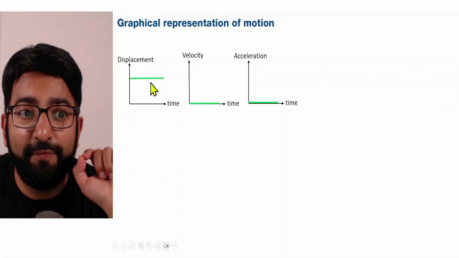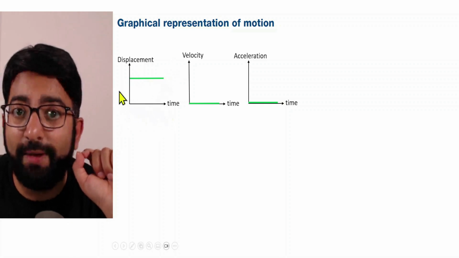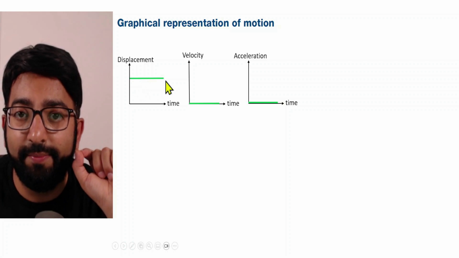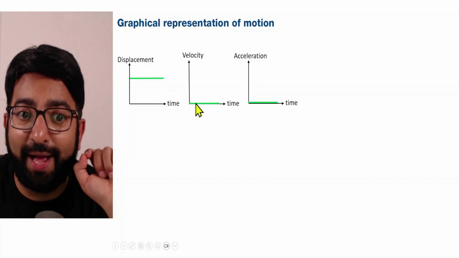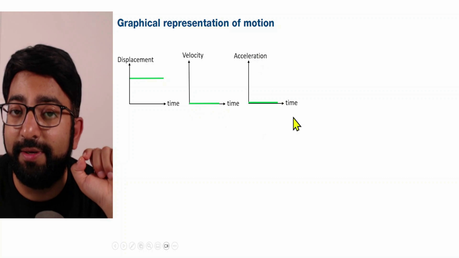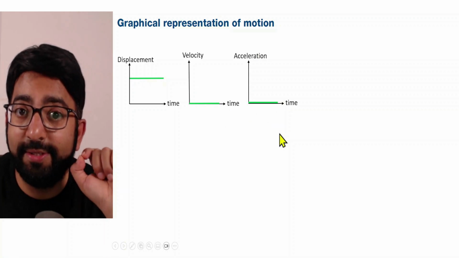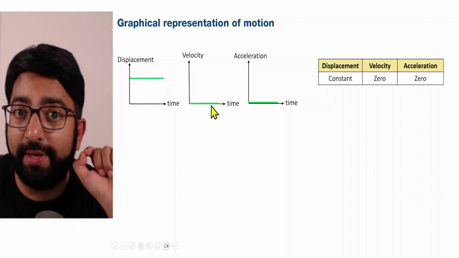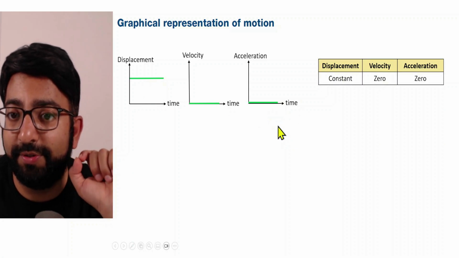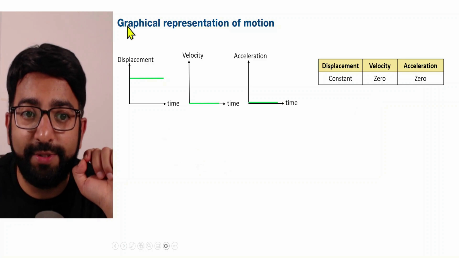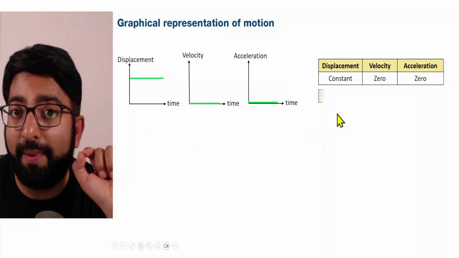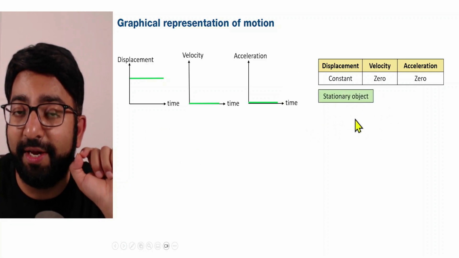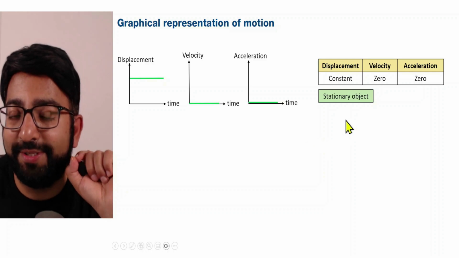On the extreme left, we can see that the displacement time graph is a horizontal straight line. The velocity time graph is actually a zero line. Acceleration time is also a zero line. Hence, we can deduce that the displacement is a constant value, velocity is 0, and acceleration is also 0. Hence, all the three graphs represent a particle which is not moving, a stationary object. So this was the first example.